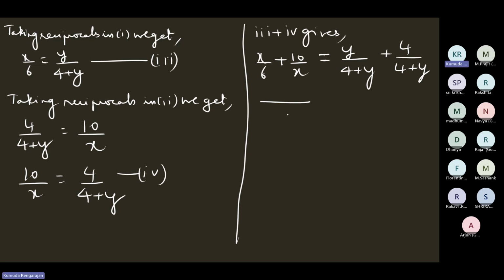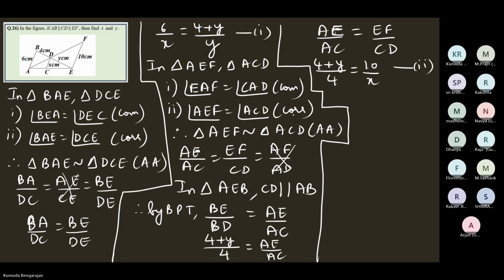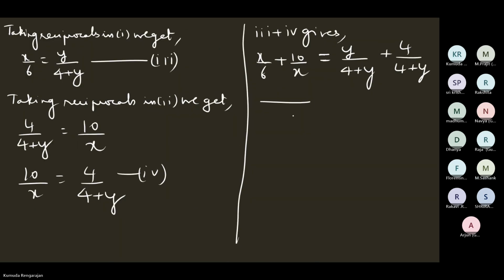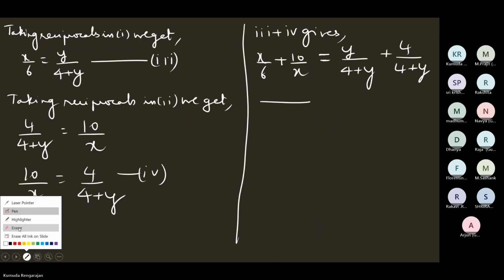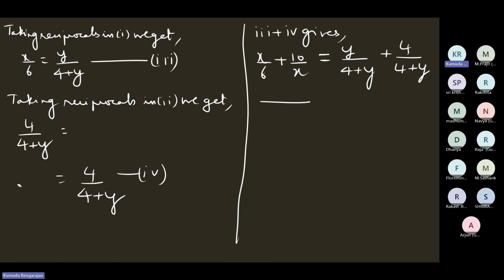It's very unlikely that we get x in the denominator. Oh, I've not written it correctly here. I'm sorry. That's what I was wondering. 10 by x is x by 10, no? 10 by x is x by 10. I didn't write this correctly. Sorry, children.